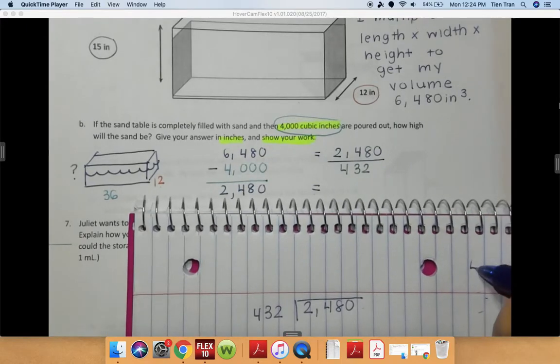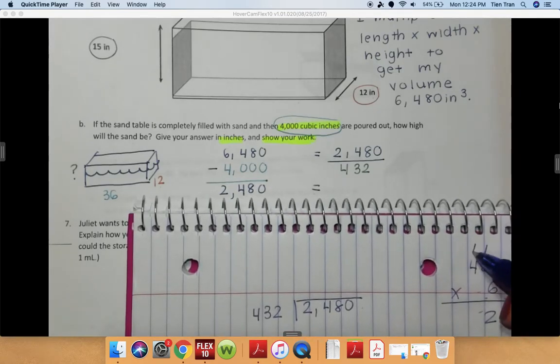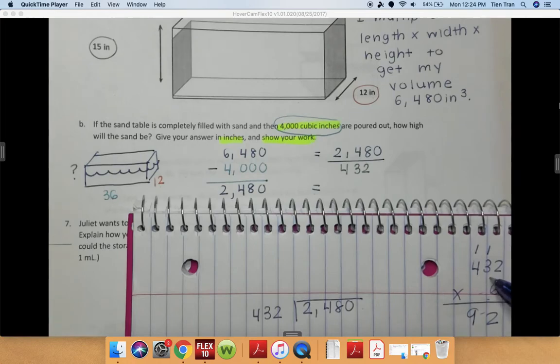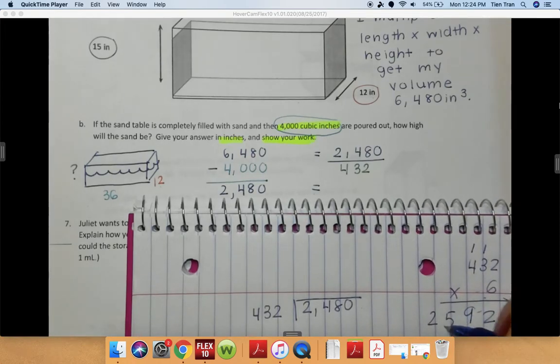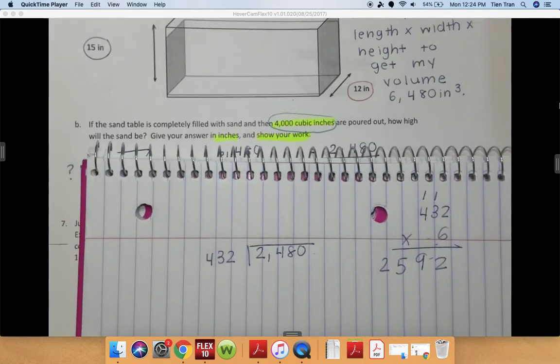I have 432 times 6. 6 times 2 is 12. 6 times 3 is 18. Plus 1 is 19. 6 times 4 is 24. Plus 1 is 25. So 2,592 is way too big because 2,480 is smaller than that.